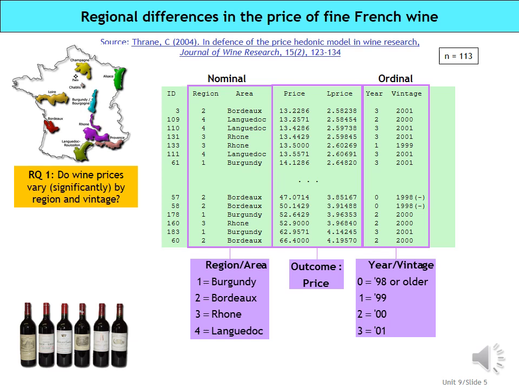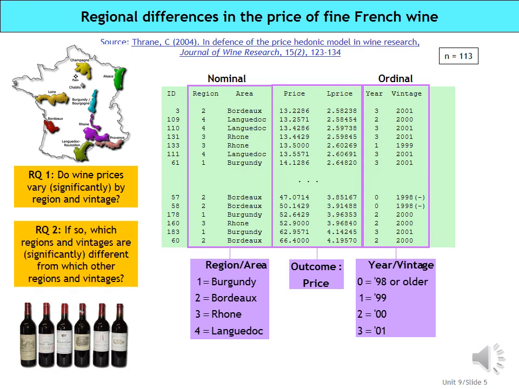The first research question we are interested in is: do wine prices vary significantly by region and vintage? You can convert this to a research question in an education course. So, do students' scores vary by region and the teacher's experience, for example? It's the same type of research question we can use in education too. It's what even the t-test does, and ANOVA does.